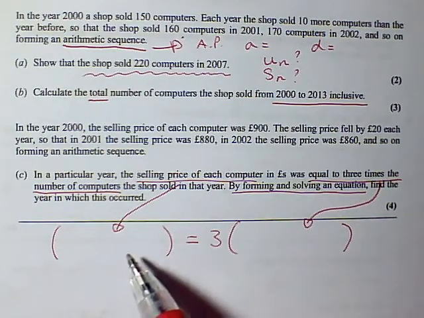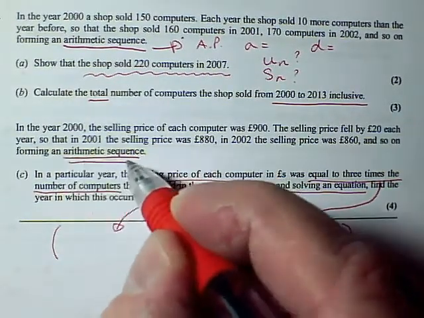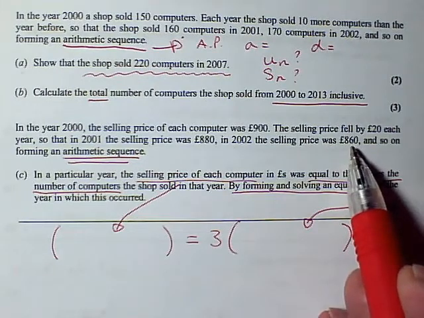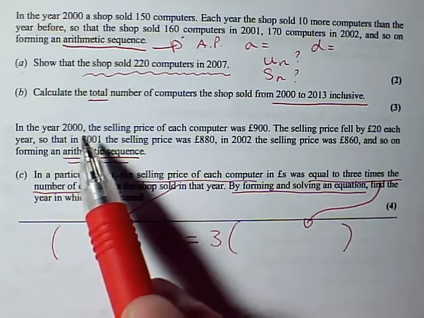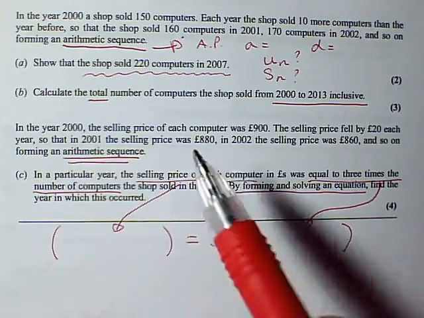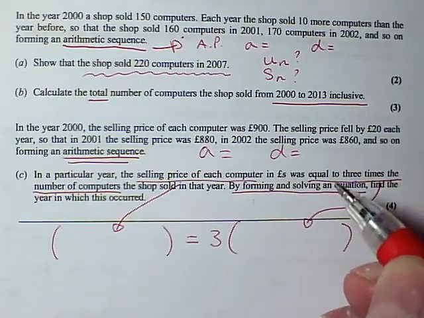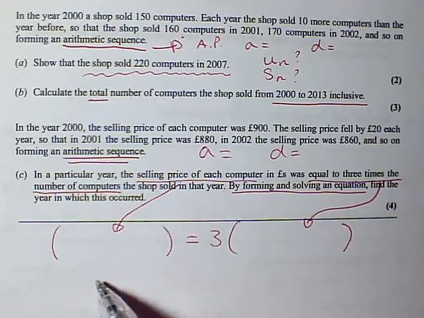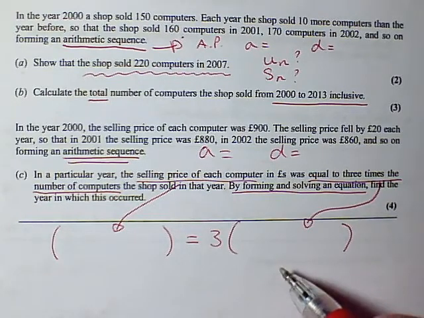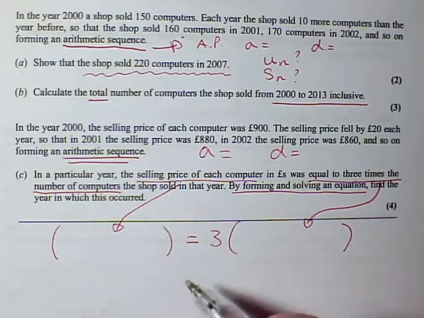But then the selling price of a computer is another arithmetic sequence. So this arithmetic sequence starts in 2000, it was 900. In 2001 it was 880, so we've got another a and another d for another arithmetic sequence, and this will be the nth term of that one. So we've got 2 different nth term formulas to shove into these brackets here, and then you've got an equation. Once it's set up, you'll have an equation to solve.